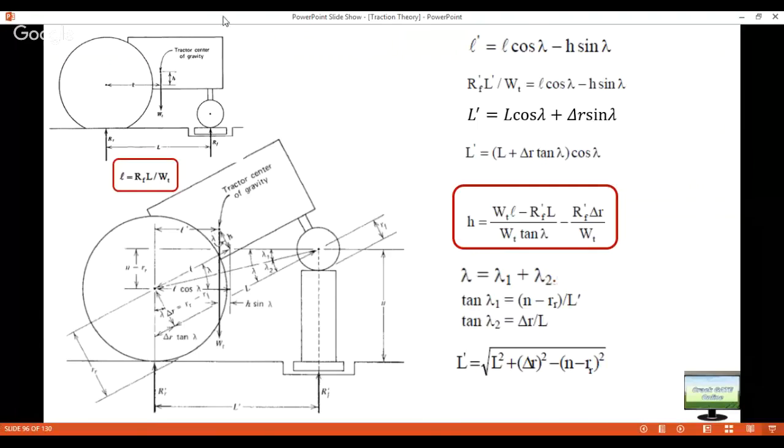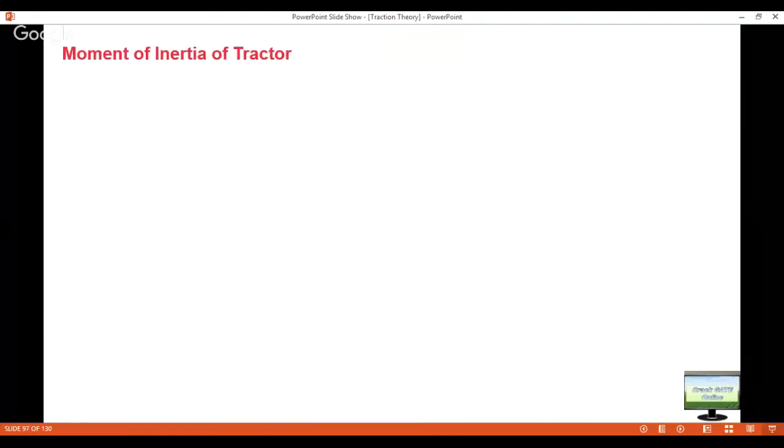So I hope that you understood the concept behind center of gravity determination. Now moving ahead, the next small topic is moment of inertia determination of a tractor. Till now we have already assumed the moment of inertia and center of gravity. Center of gravity derivation we have already seen. Now for moment of inertia, first I will try to explain what moment of inertia is.